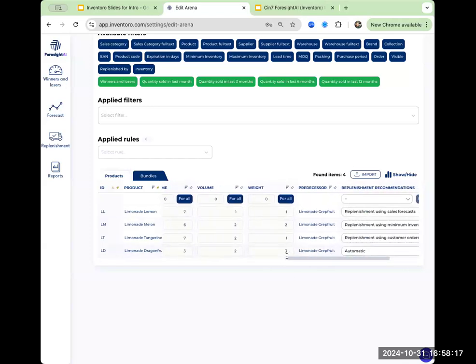Volume, weight, and then predecessor is really awesome. I just talked about what you do with new items. So I said that Foresight AI needs at least 6 months worth of data to start accurately predicting a sales forecast for your business. For singular new items, it does need about 90 days. But what do you do in those first 90 days then?